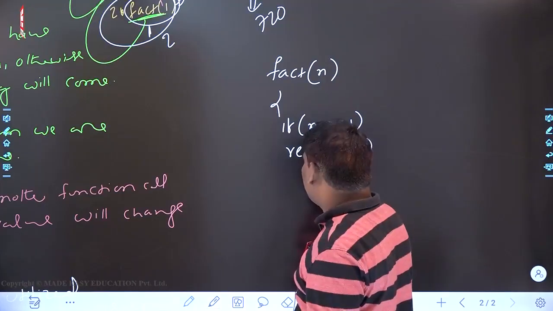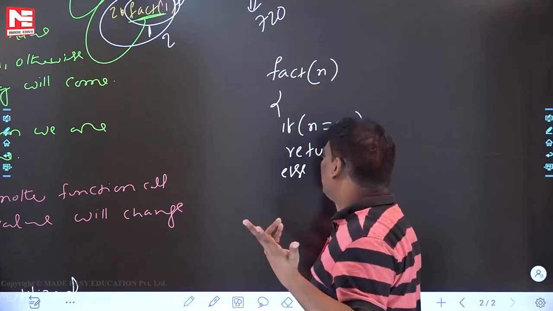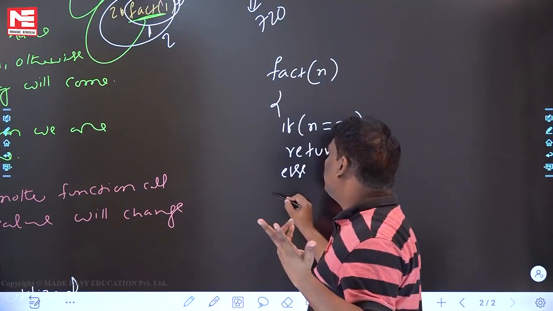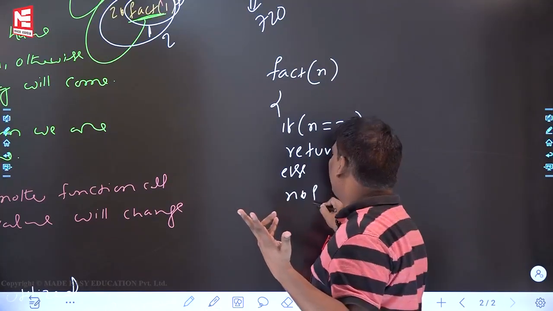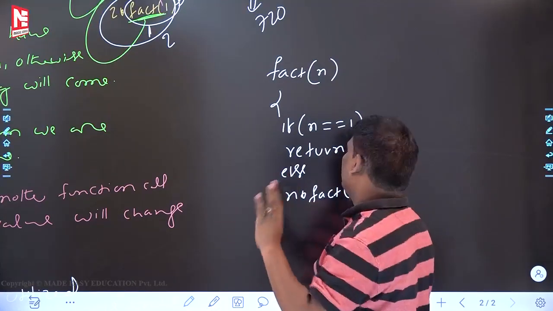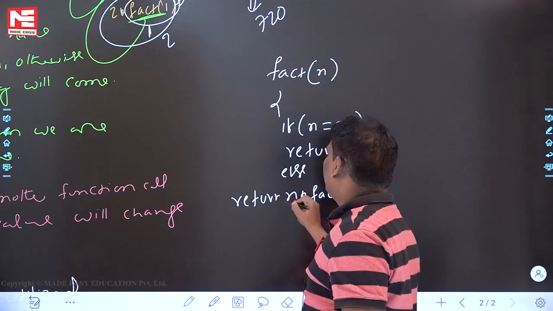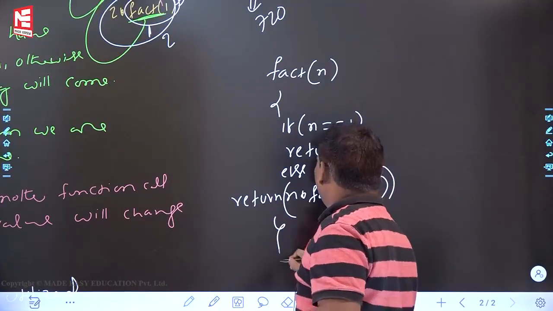Suppose it is true, then stop. Suppose it fails, then the major line will come. What is the else? The else is going to be n into fact of n minus 1. This is the major line. After getting this, return it.